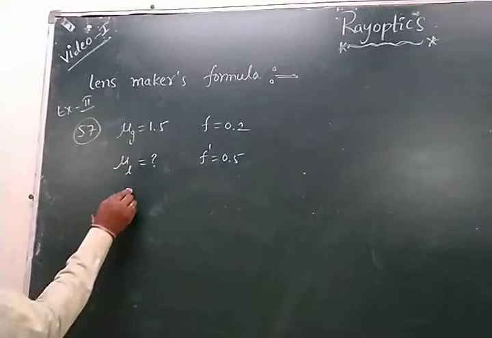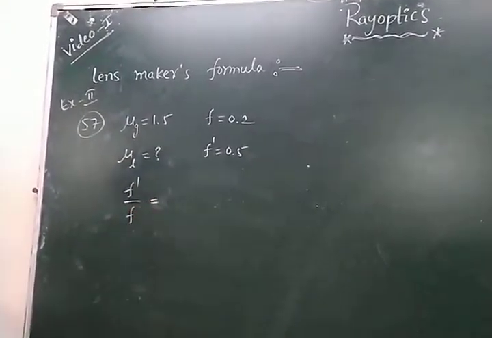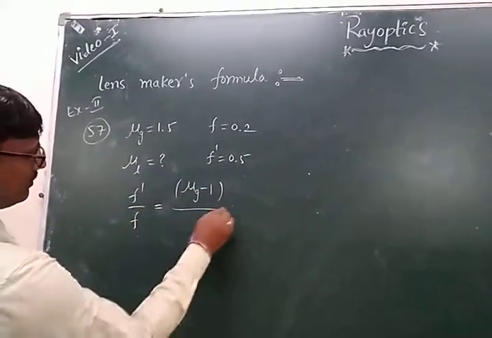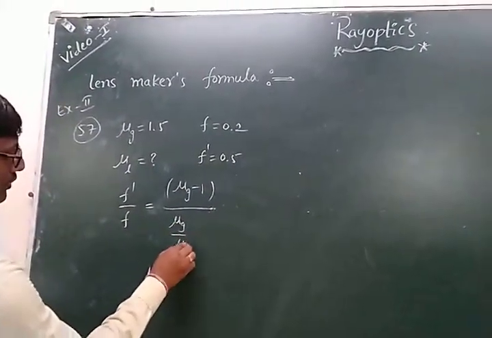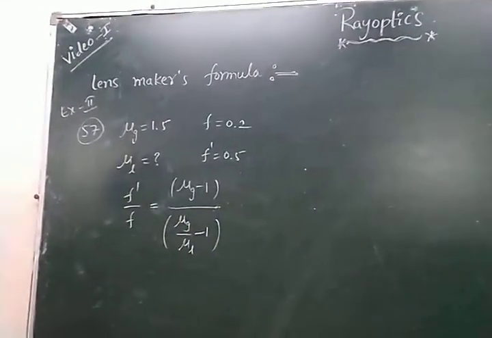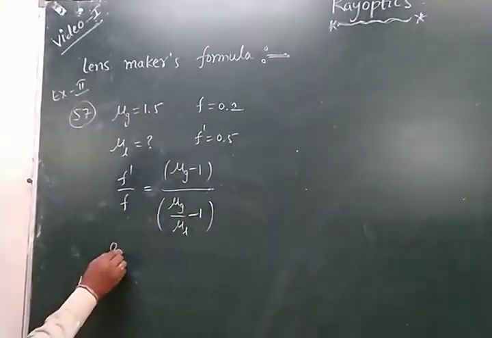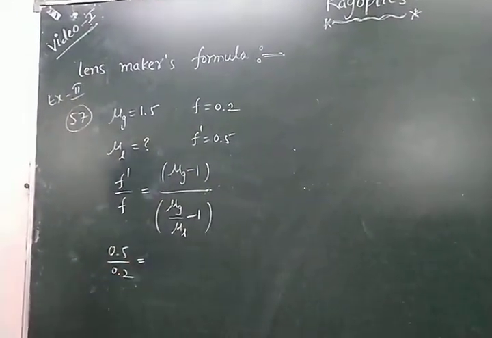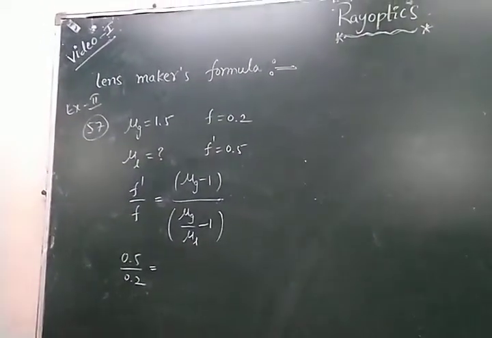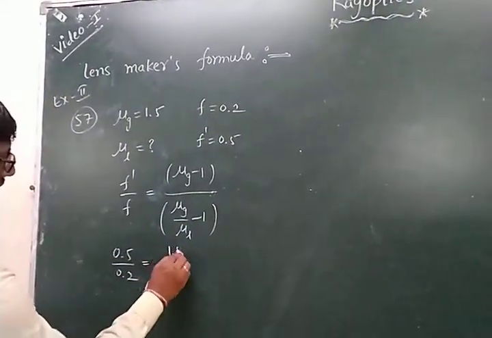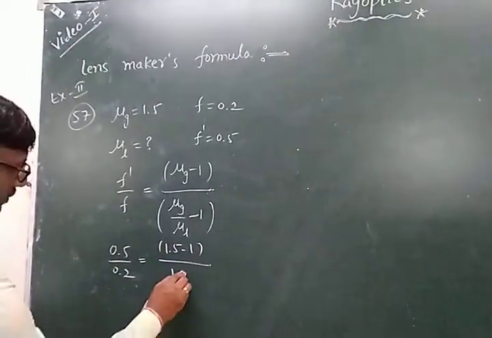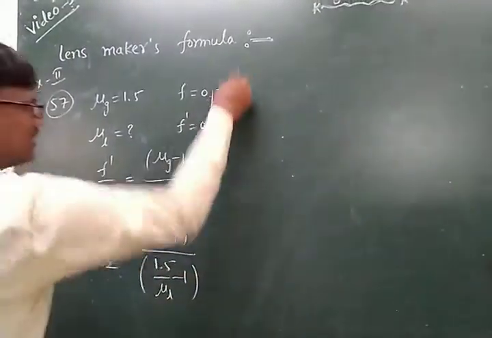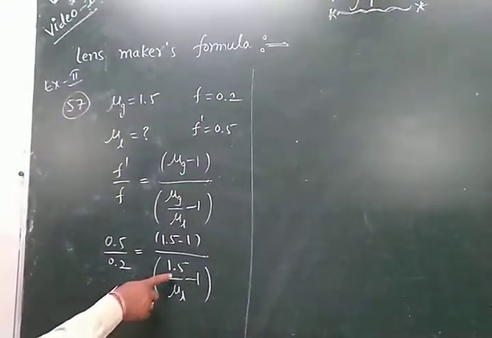We know the formula for f dash by f is equal to (nu g by nu L minus 1) divided by (nu g by nu L minus 1). So this is the formula. We can substitute the given values here: 0.5 divided by 0.2 is equal to (1.5 minus 1) by 1.5 divided by (nu L minus 1). See here, the calculation we are getting is 3 by 2.